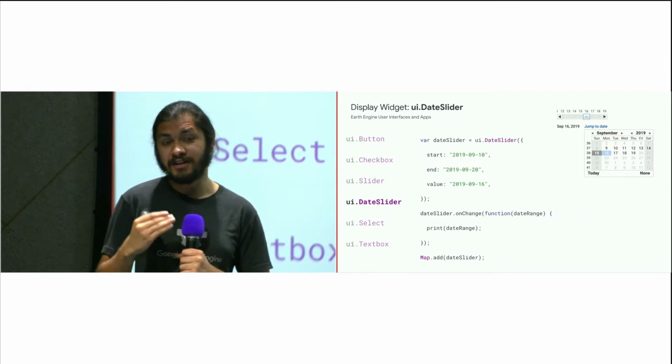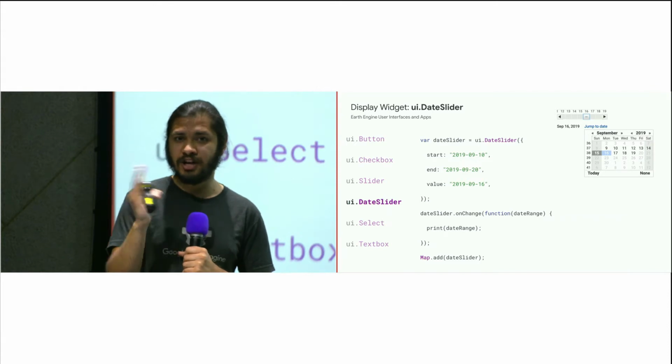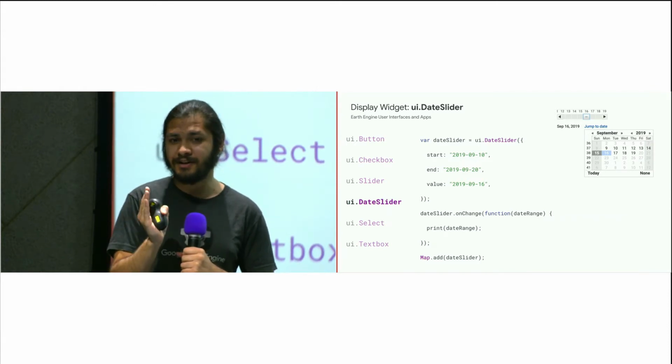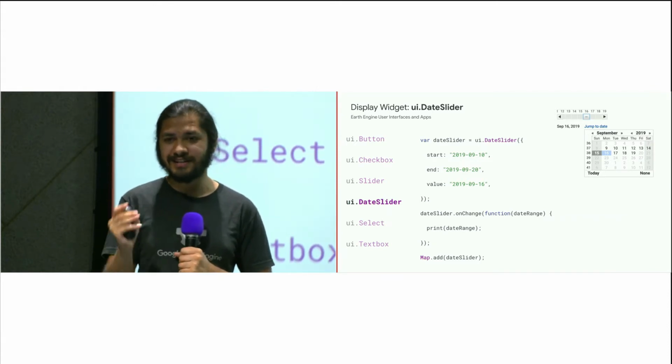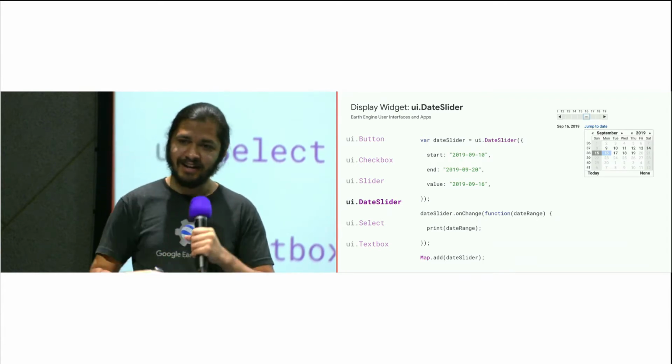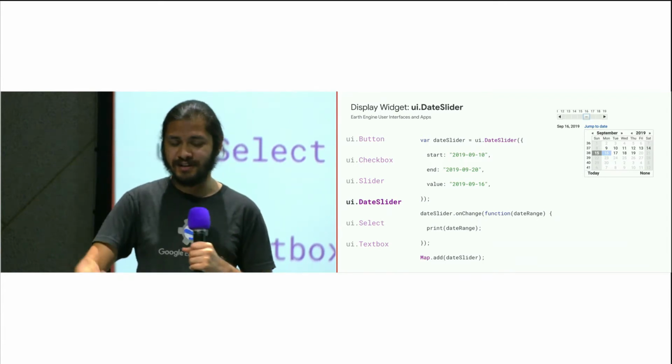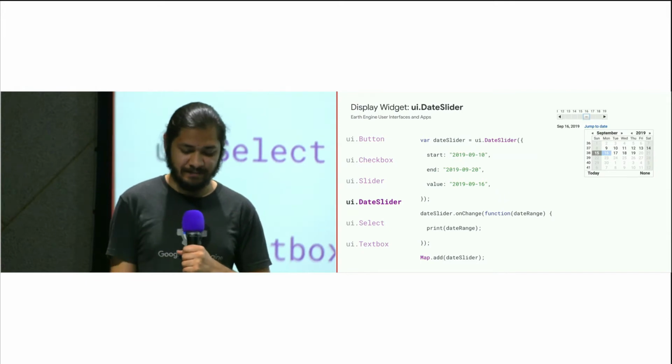So for example, if you wanted to give the user a way to change the date filters on your image collection, then you might use a date slider to say set the start date, set the end date, and then you can say click the button to go and generate the image. So it's really fun to give the user the ability to change the dates of the app.